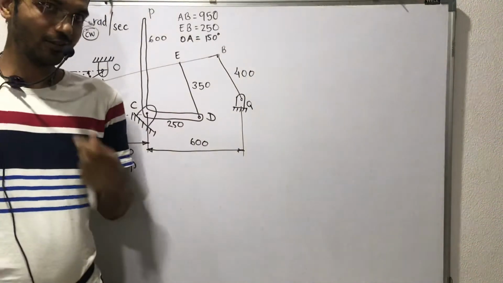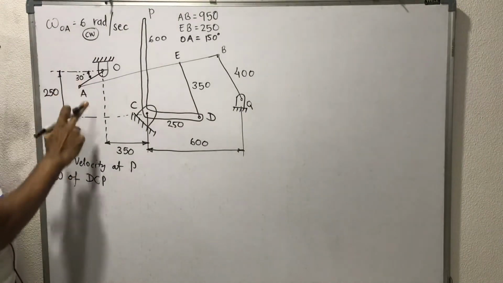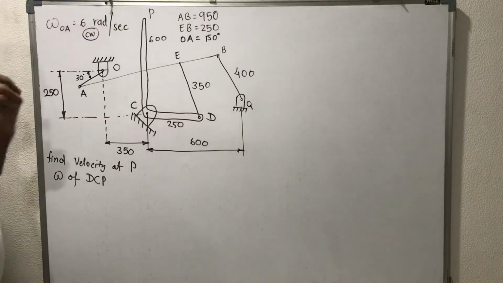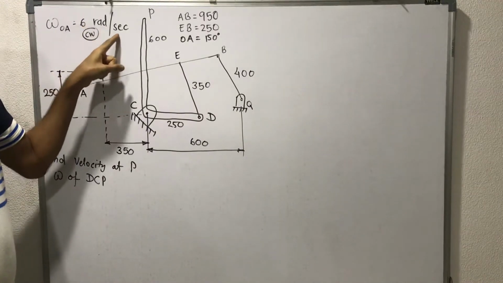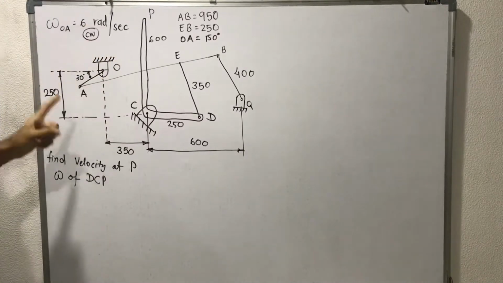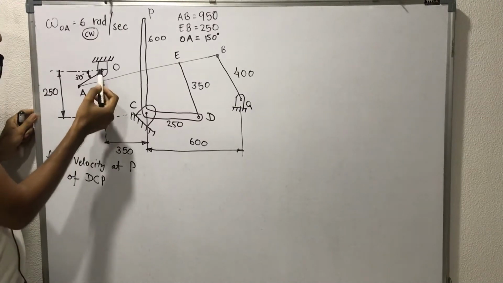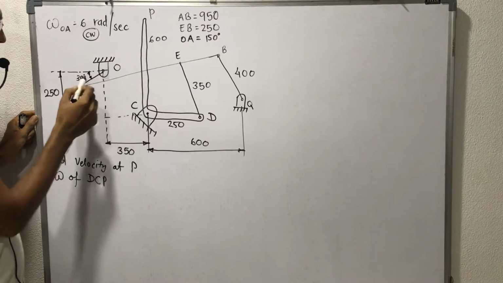Good morning to all. Let us start with velocity of this mechanism. In the question it is given that link OA rotates with 6 radian per second in clockwise direction. So let us see the configuration diagram first. In the configuration diagram, OA is given at 30 degrees with respect to the horizontal line, downward side.